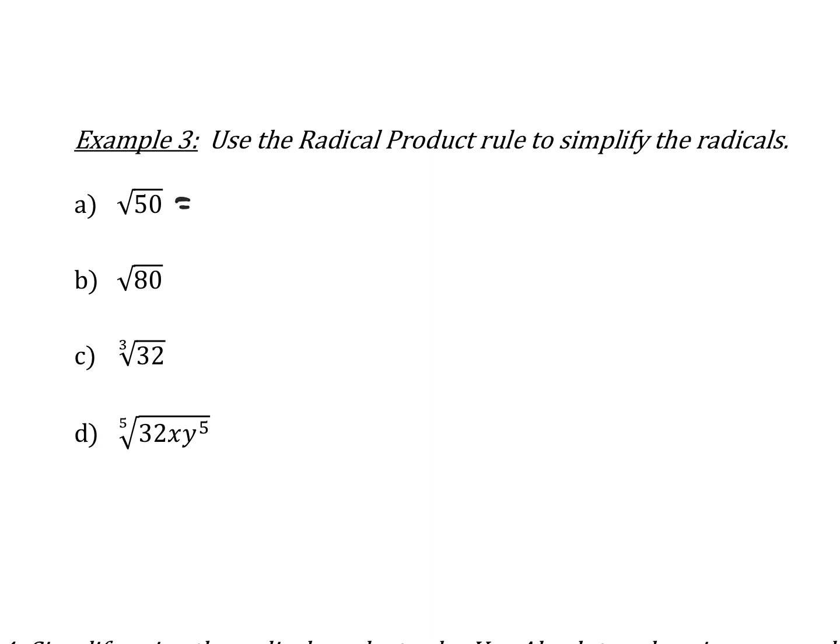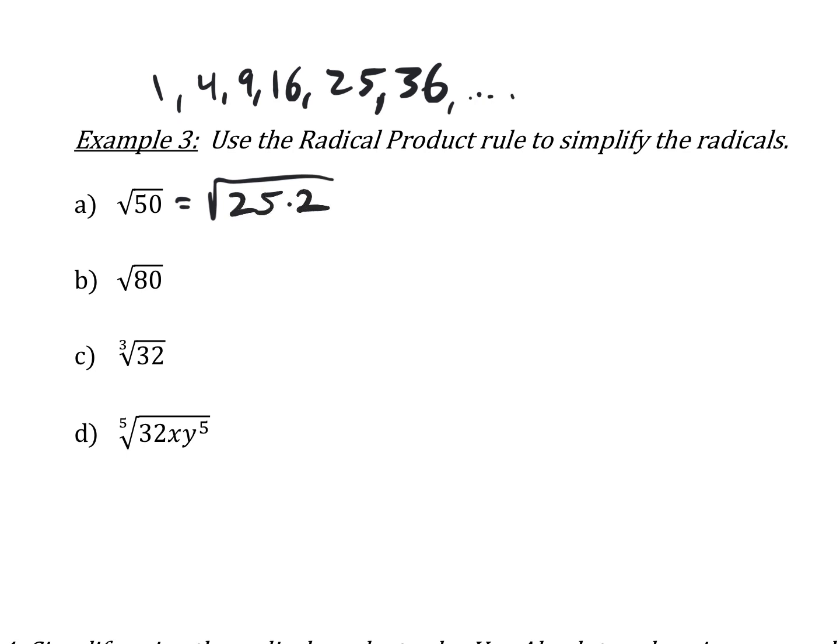So the first thing we're going to do is we're going to break it up. We're going to look for a perfect square that goes into this. Now remember, our perfect squares are 1, 4, 9, 16, 25, 36, so on and so forth. Now, we don't care much about 1. We're going to start with these ones. Do any of these multiply into 50? Well, one of them does, right? 25 does. So we can break this into 25 times 2.